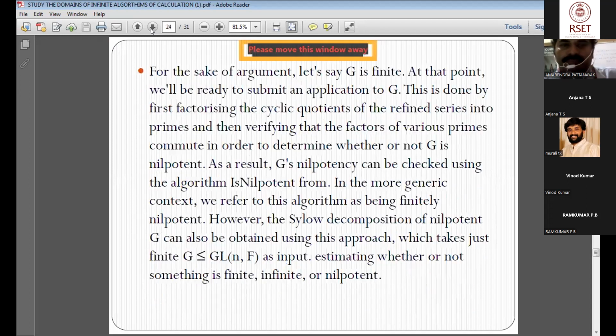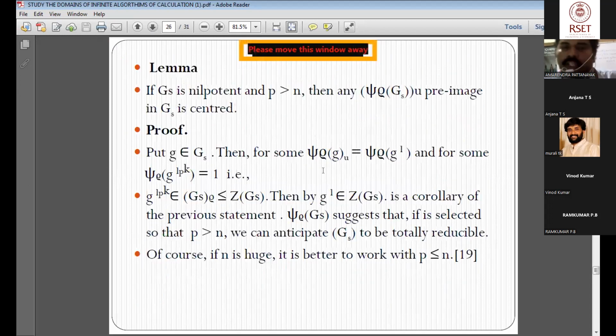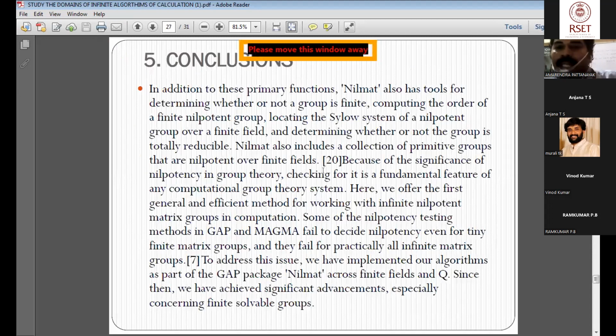Now, in conclusion, in addition to this primary function, Nilmat also has tools for determining whether or not a group is finite, computing the order of the finite nilpotent group, locating the Sylow system of a nilpotent group over a finite field, and determining whether or not the group is totally reducible. Nilmat also includes a collection of primitive groups that are nilpotent over finite fields.